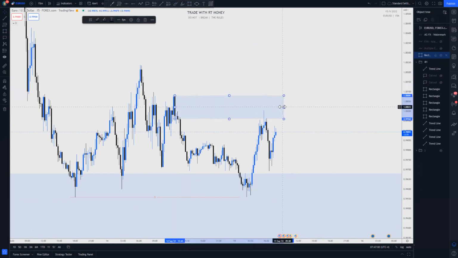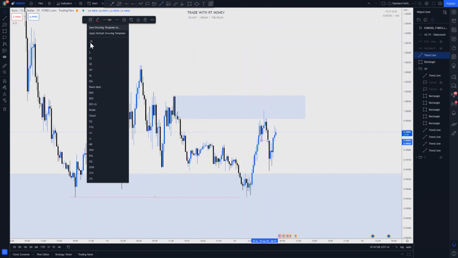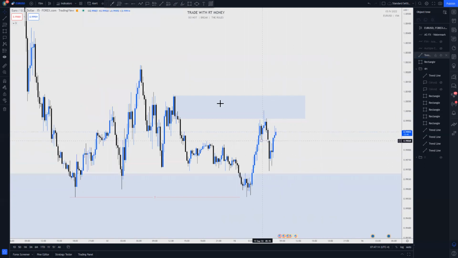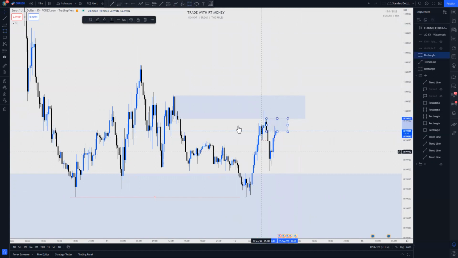Okay, and it had a nice reaction from supply. Got a little something going on here. All right. Boom. Right. Got a little 15-minute change of character here, and we could be seeing price come back to test, to mitigate this supply here.